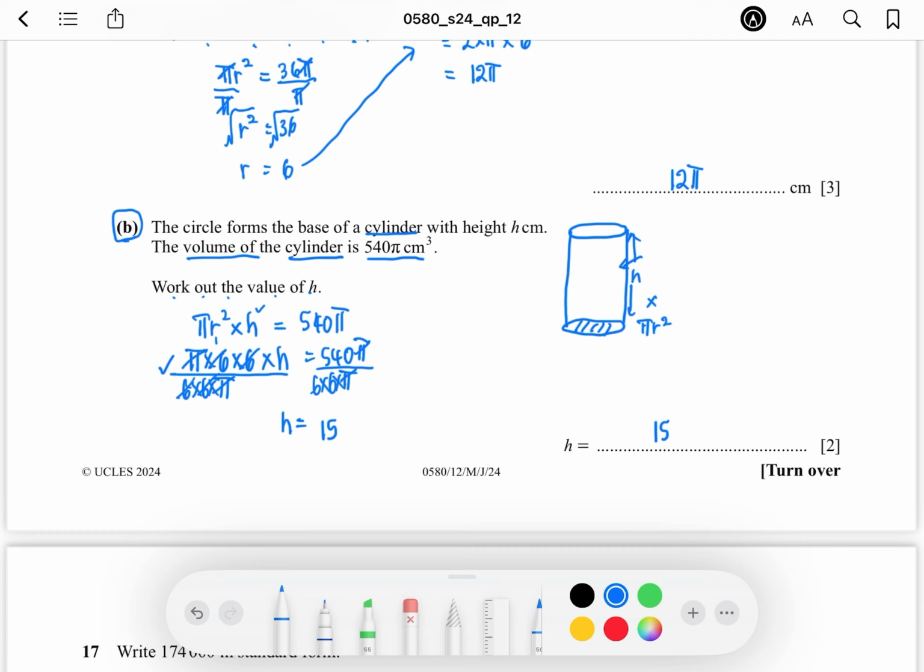This question, if you do not know what a cylinder looks like, you won't be able to do this question. If you don't know the formula of the volume of a cylinder, you won't be able to answer this question. That means in order to answer this question, you need to draw and identify correctly the volume of the cylinder.